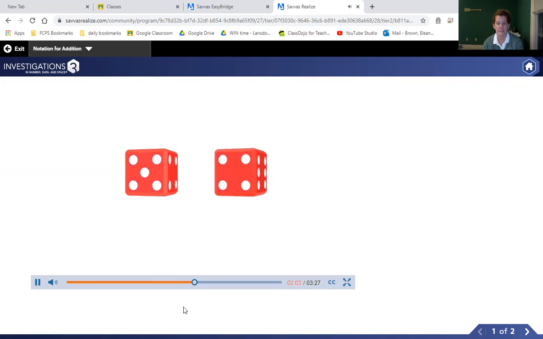I used math symbols to show the total number of dots on these 2 dot cubes. First, I write the number of dots on the first cube, 5. Then I write a plus sign. A plus sign means I am putting together 2 groups, or joining. Then I write a 4 to show the dots on the second cube. How many dots are there in all? I know there are 9 dots in all.